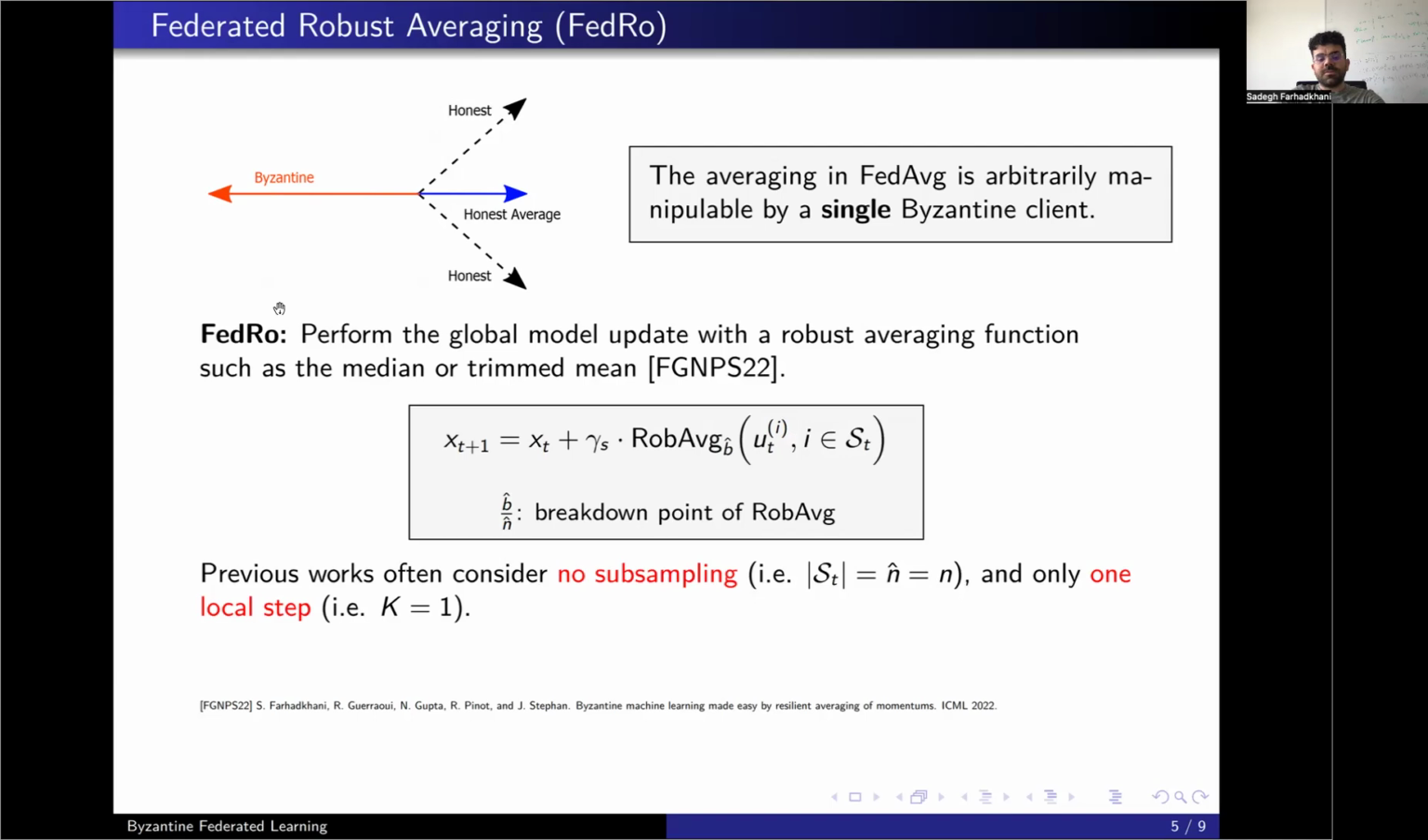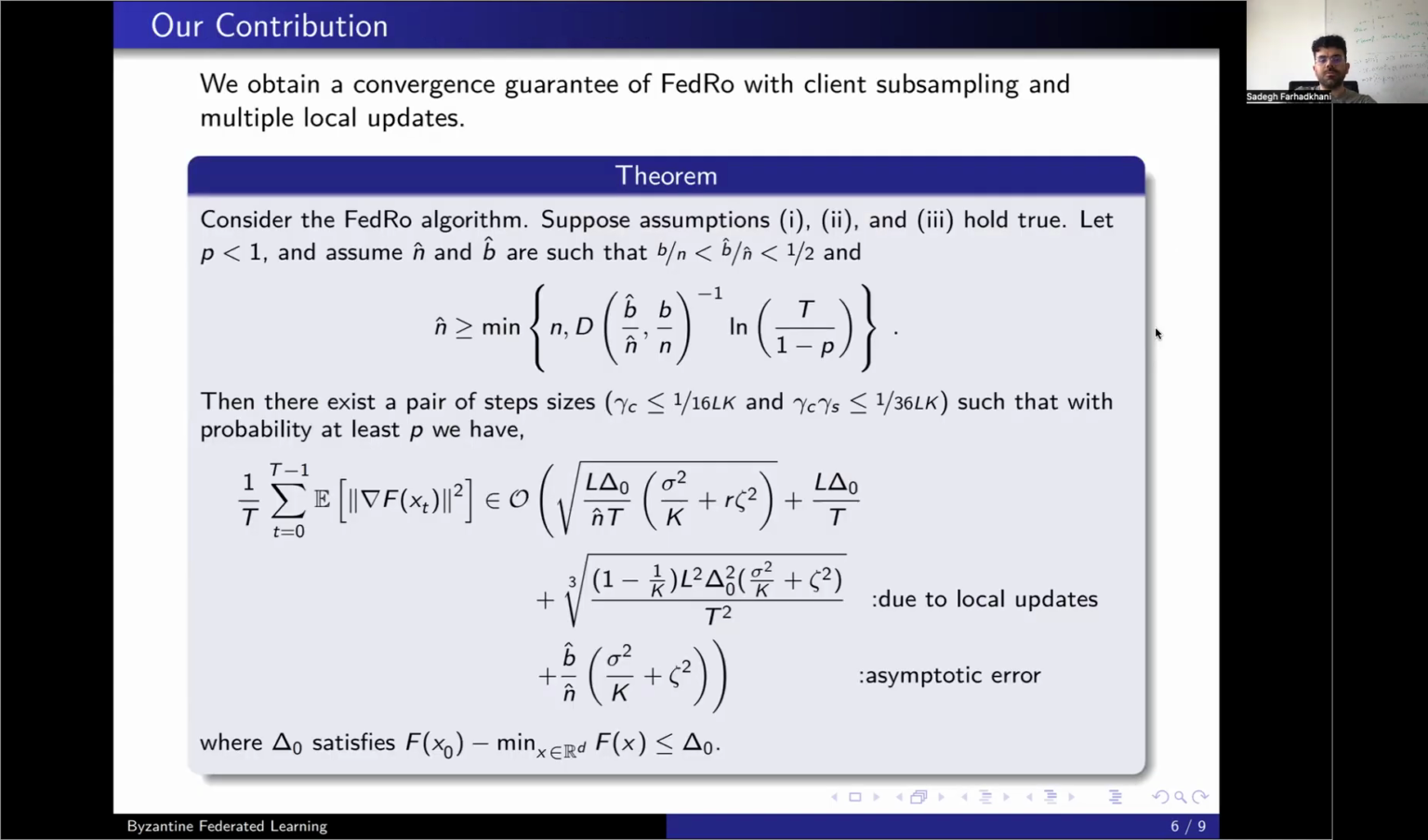But most of these previous works usually make two simplifying assumptions in their analysis. One is that there is no client subsampling, which means that in all learning iterations, the server just selects all the clients in the system. And the other simplifying assumption is that each client can take one single local gradient step and not multiple ones. So in our work, we try to understand what happens in the general case when we do have client subsampling and each client is allowed to take multiple local updates.